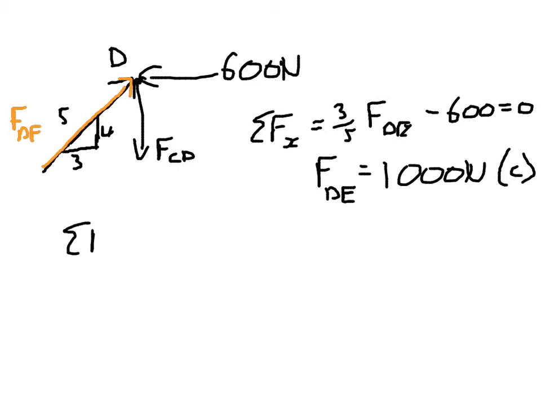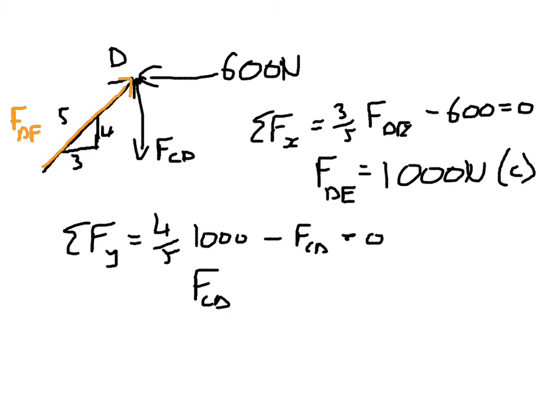Our sum of our forces in the y direction is 4/5 of 1000, which was our FDE that we've just calculated, minus FCD. So FCD, if we rearrange that, will then equal 800 newtons. And we've assumed that one to be in tension. The answer is positive, so it is in tension. So now you've done that joint, you can now move on and you can work on another joint.